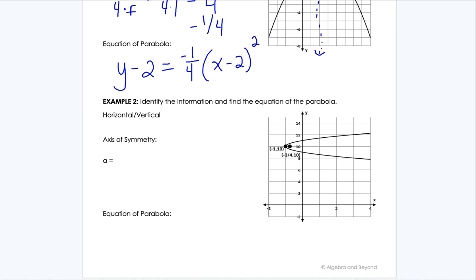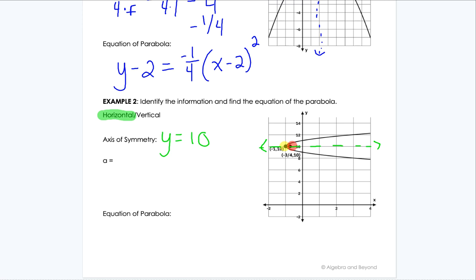Again, in this example, I can see that I have a vertex point and a focus point, and they're very close together, which gives me some clues about how to write my equation. This particular parabola is opening to the right, so that makes it a horizontal parabola. My axis of symmetry is going to go right through that vertex and focus. When I draw a line through those, I can see that it goes through the y at 10. So my axis of symmetry is the line y equals 10.